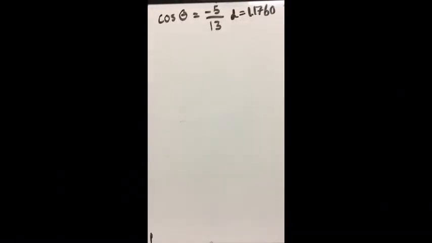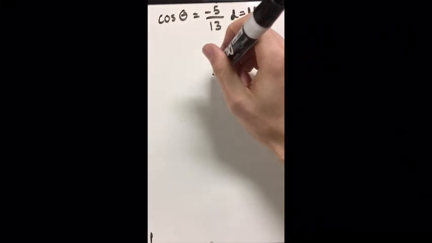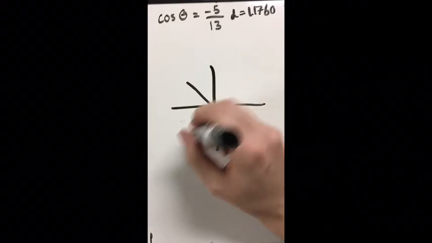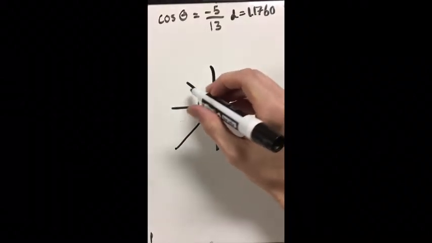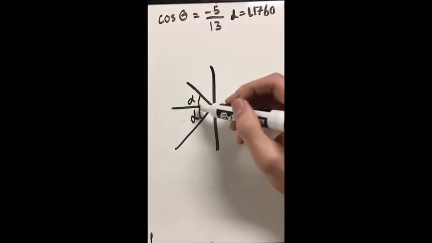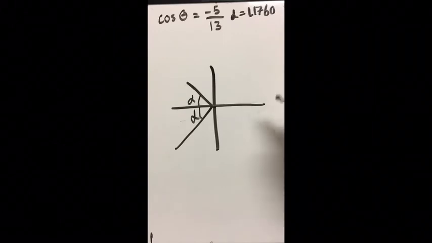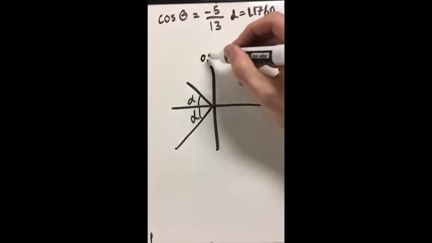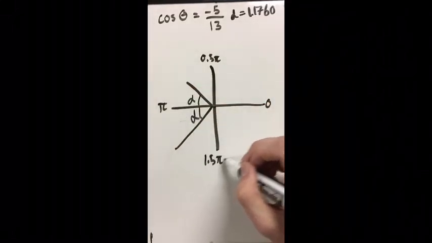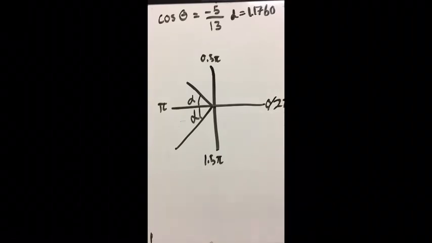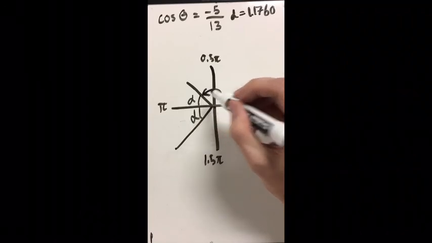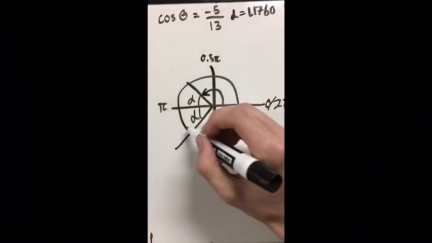Given alpha, we can now use the CAST diagram to solve for theta. So if we draw out our CAST diagram and a terminal arm in each of the quadrants that we know theta can lie in, and label our related acute angle, we know that this angle here will be alpha and this one here will be alpha. Further labeling the CAST diagram, we have 0, 0.5 pi, pi, 1.5 pi, and 2 pi. So our first value for theta will be this angle here, and our second will be this angle here.